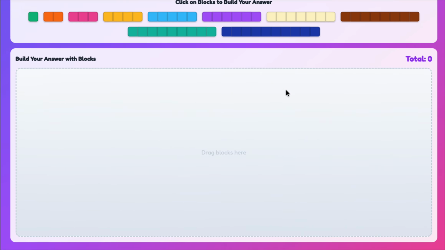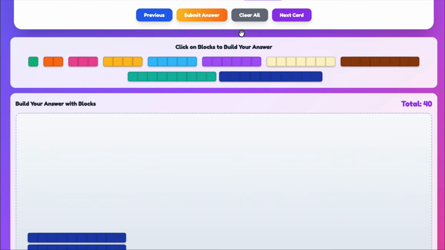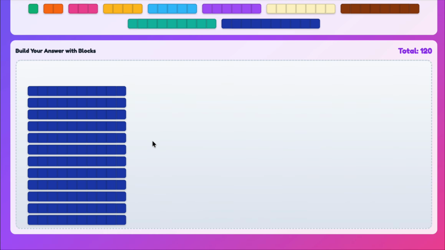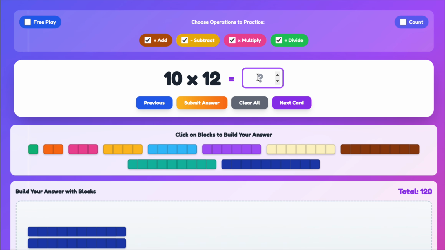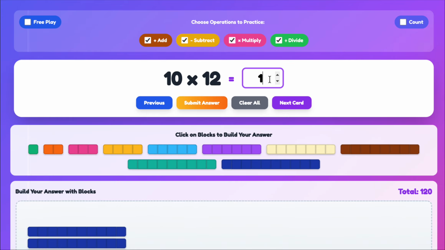10 times 12. That means we're counting 10, 12 times. And 1, 2, 3, 4, 5, 6, 7, 8, 9, 10, 11, 12. Also, you can add another 10 like that, but that's one too many. So that is 120: 10, 20, 30, 40, 50, 60, 70, 80, 90, 100, 110, 120. You should probably count on the edges, but I did not do that.